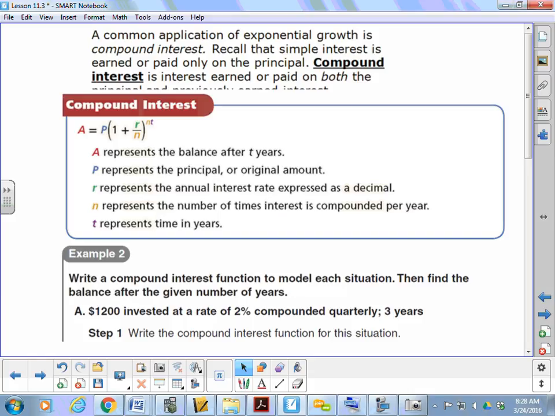A, the final amount. Capital A, not a little a. There's a difference here.